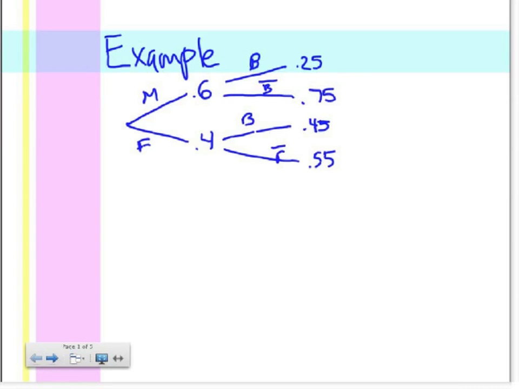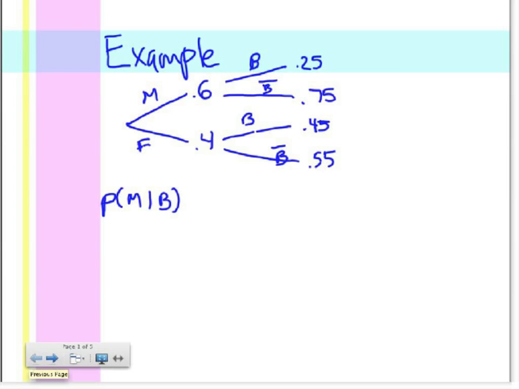Let me write this into the tree real quick. All right, so let us find the probability that if a student is chosen at random and found to be blonde, the student is a man. Another way of saying this is, what is the probability of a male given blonde?